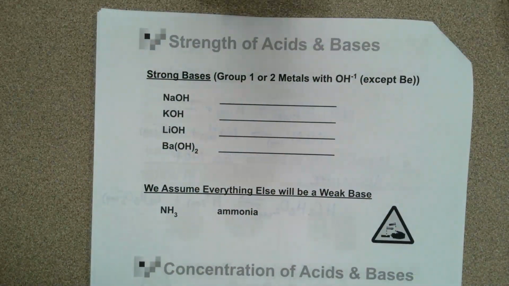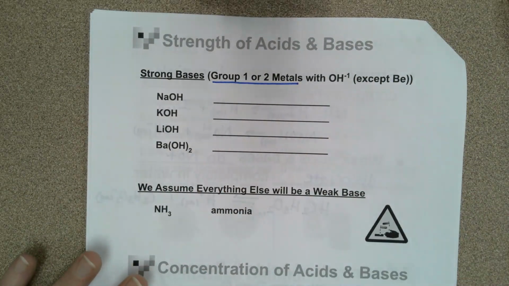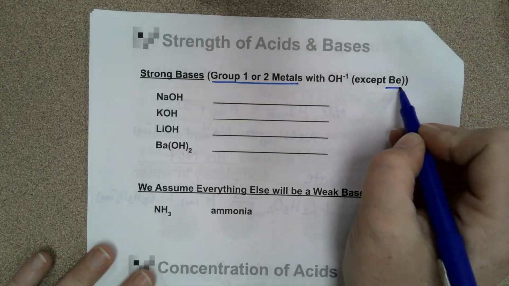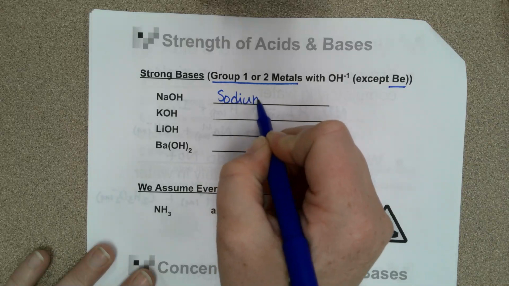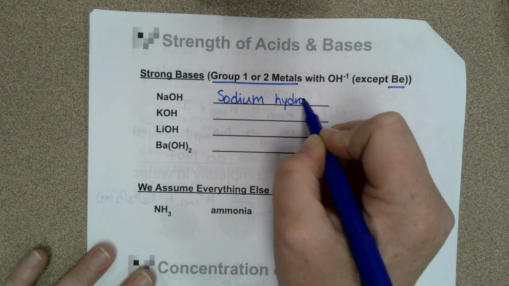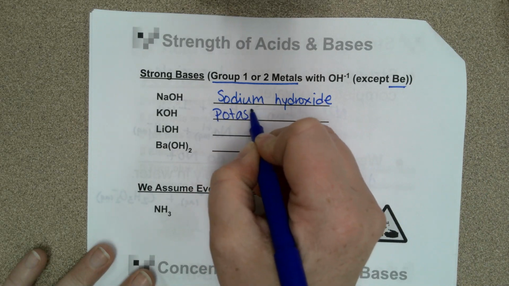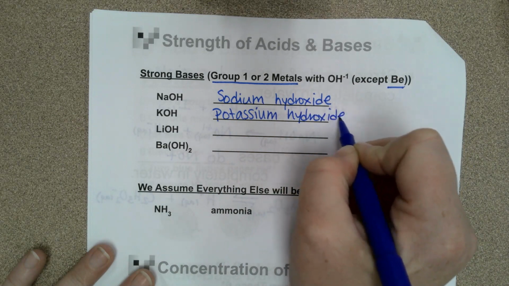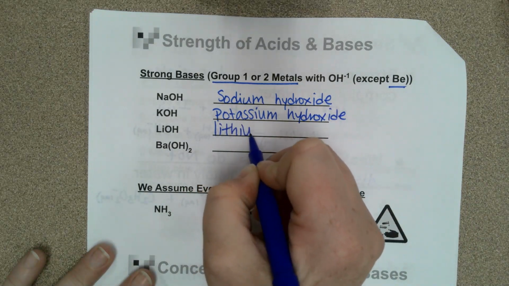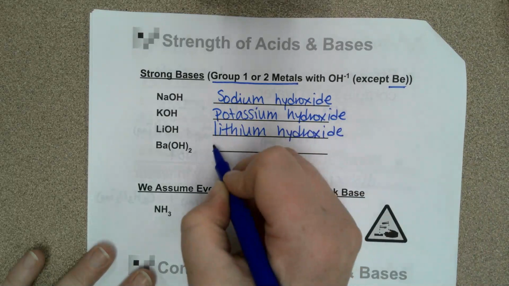Okay, let's go over strong bases. Strong bases are group 1 or 2 metals with hydroxide, except for beryllium. So here are some common ones you'll see most often. Sodium hydroxide, potassium hydroxide, lithium hydroxide, and then barium hydroxide.